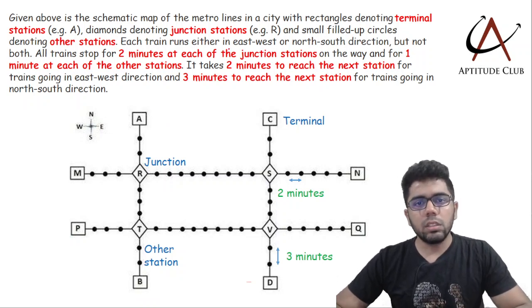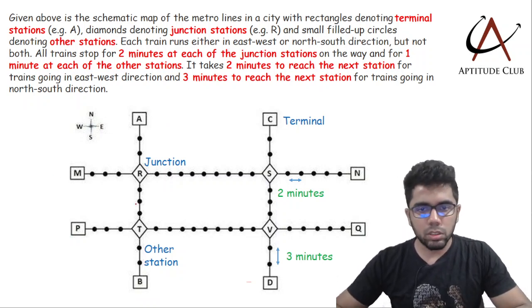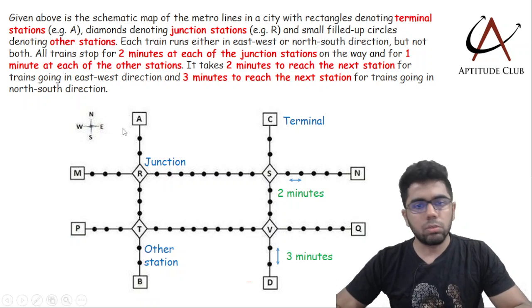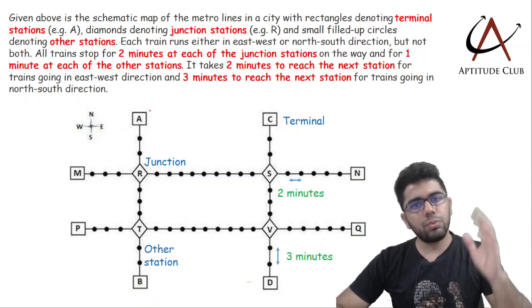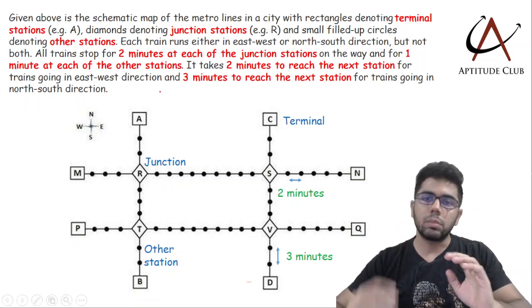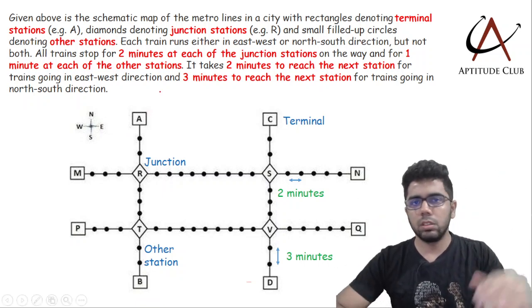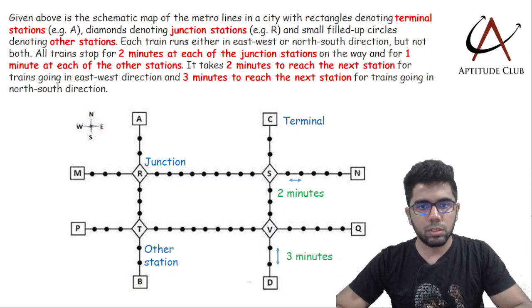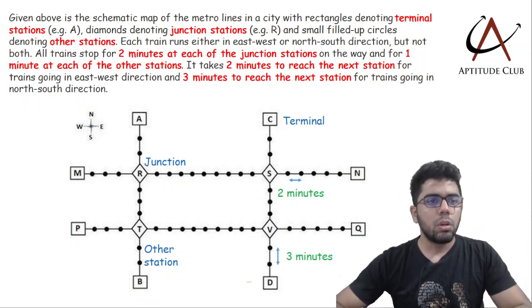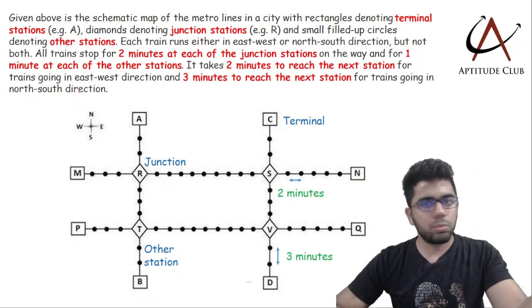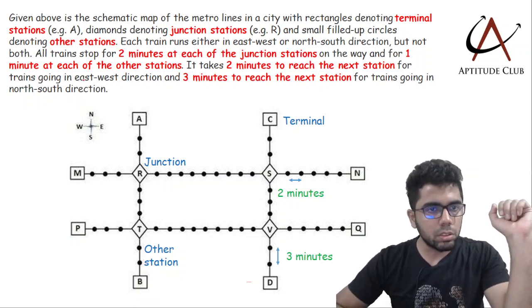Now each train runs either in the east-west direction, that is horizontally, or in the north-south direction, that is vertically. But they don't change their routes. If one is going in the east-west direction, it will continue to go in the east-west direction. It will not switch to the north-south direction. And if it's going in the north-south direction, it continues to do so, but it will not change to east-west direction. That is what has been mentioned.